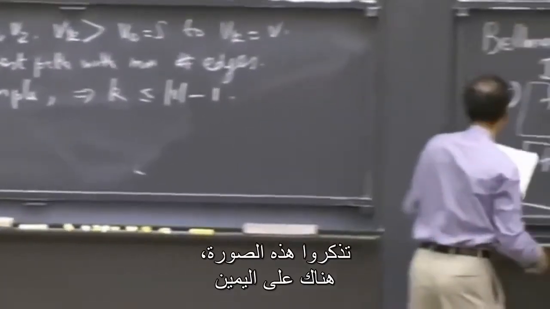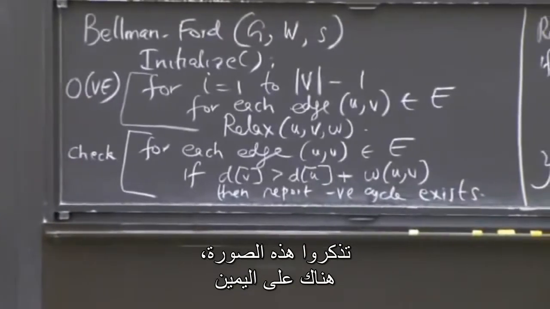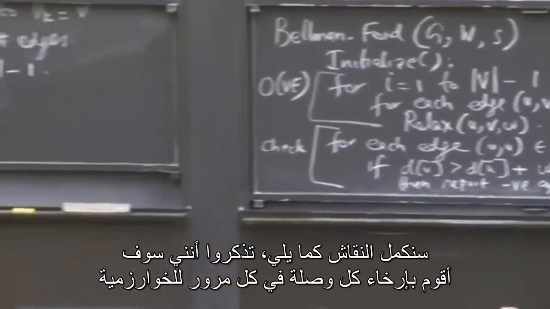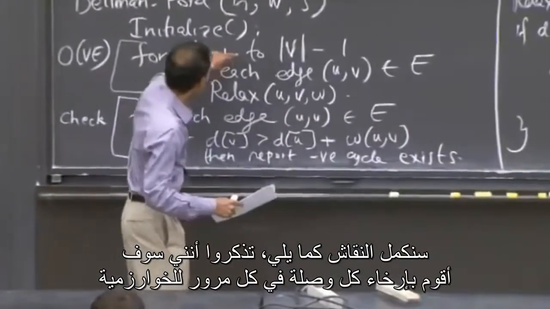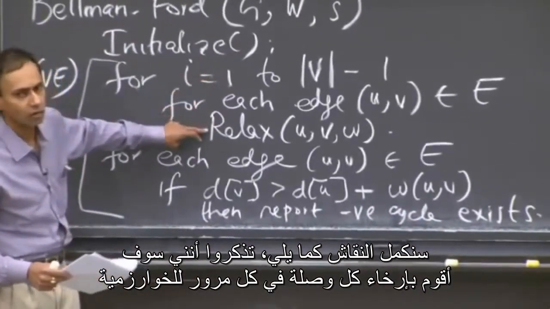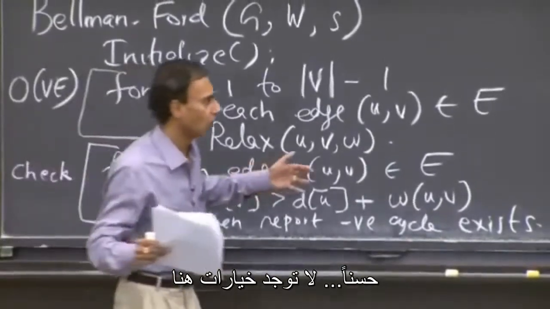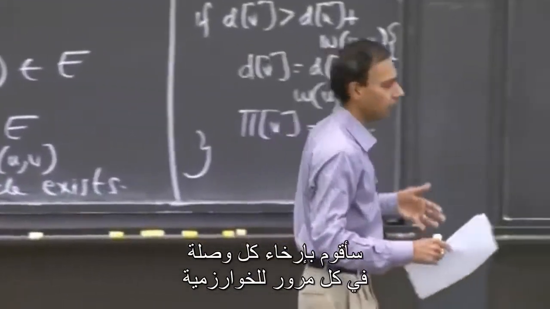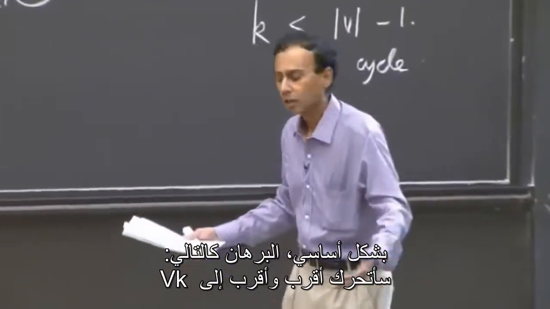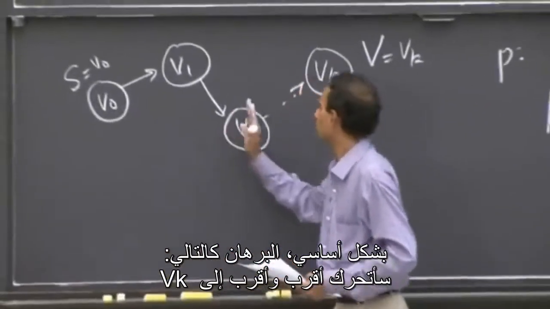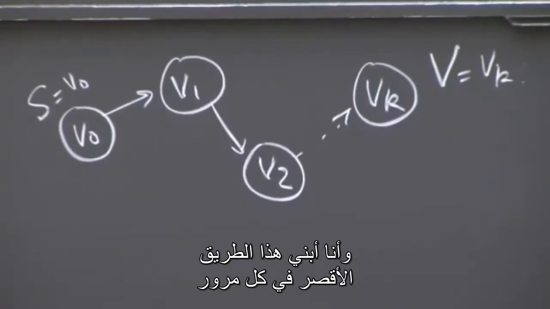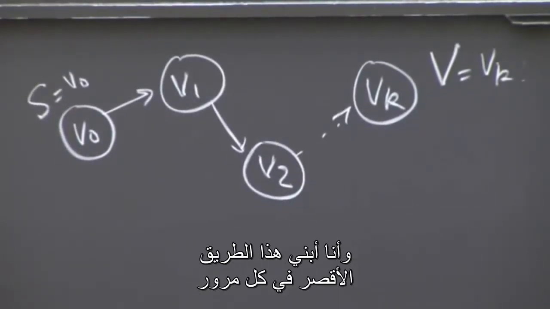Now, keep in mind that picture over there to the right. Basically the argument is going to go as follows. Remember that I'm going to be relaxing every edge in each pass of the algorithm. There are no choices here. I'm going to be relaxing every edge in each pass of the algorithm. Essentially the proof goes as follows: I'm going to be moving closer and closer to VK and constructing this shortest path at every pass.